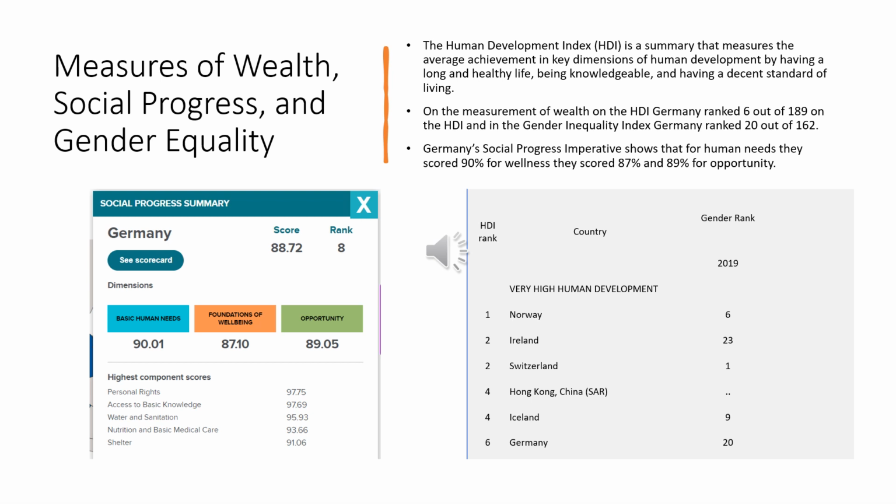Germany's social progress imperative shows that for human needs, they scored a 90%. For wellness, they scored an 87%, and 89% for opportunity.